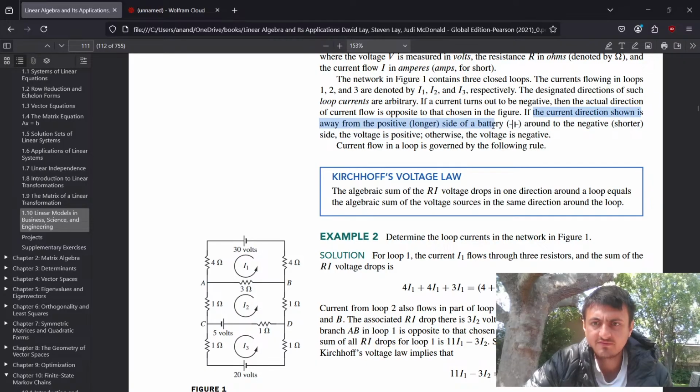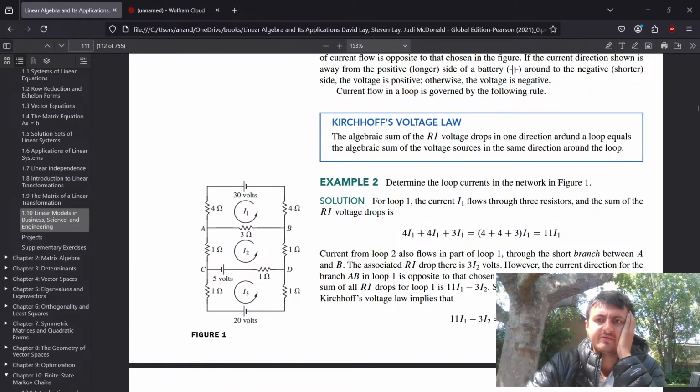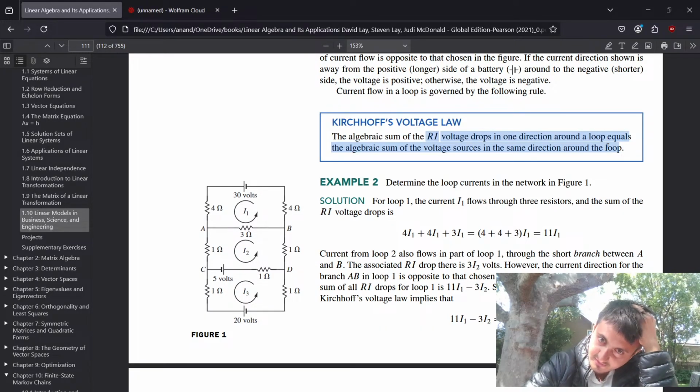If the current direction shown is away from the positive longer side of the battery around to the negative, the voltage is positive. Otherwise, the voltage is negative. Current flow in a loop is governed by the following rule. The algebraic sum of the RI voltage drops in one direction around a loop is equal to the algebraic sum of the voltage sources in the same direction around the loop.